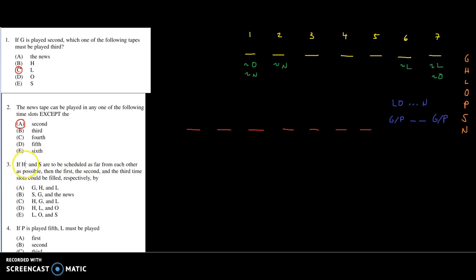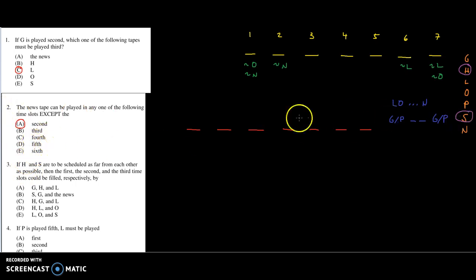All right, oh boy. Okay, so if H and S are to be scheduled as far from each other as possible, that's a little vague, then the first, second, and third slots could be filled by which group? Well, let's just pause here for a second. I'm going to flag in purple H and S in our list here, because these are the only 2 players that we can call free floaters, right? There are no rules that indicate where they are supposed to be in relation to anything else. LO and N all have rules, and so do G and P. So H and S pretty much are just free agents. They can go pretty much wherever.